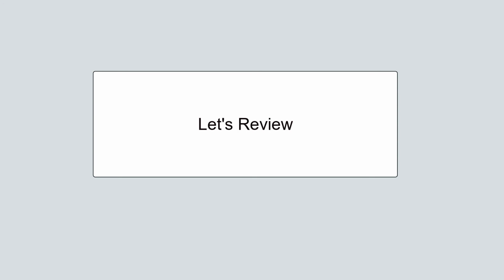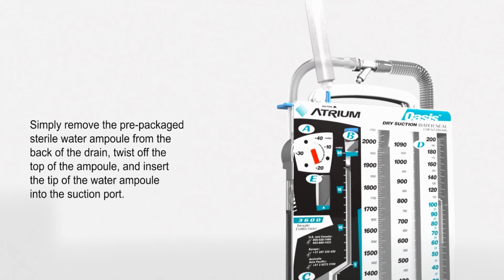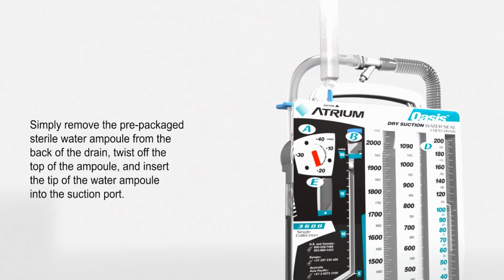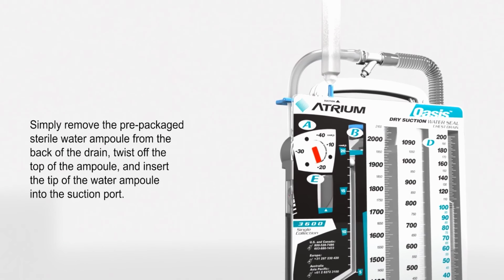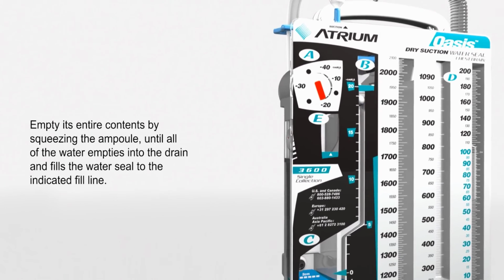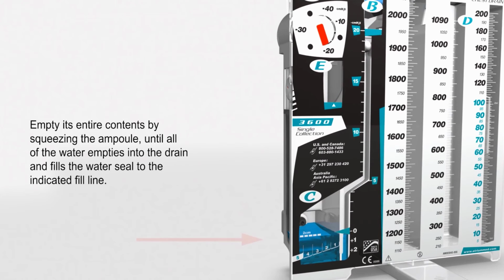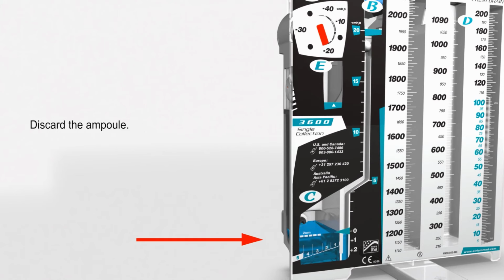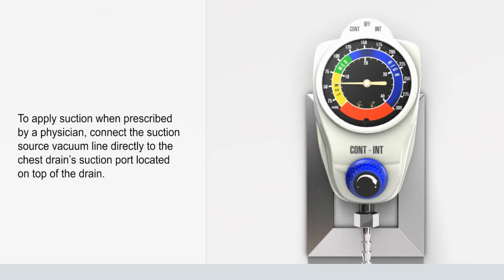In summary, let's review some key components of the chest drainage system. The water seal chamber needs to be filled to 2 centimeters at all times. When the chest drainage system is first set up, a water ampule is on the back. It's placed on the port at the top of the chest drainage system and filled to 2 centimeters. Then the ampule is discarded.